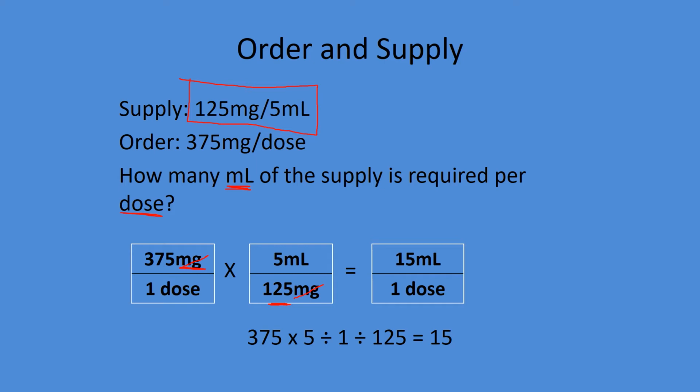So let's do the shortcut on this one. So last time we did order over supply, but that is if the supply was per 1 unit. In this case, it's per 5 mLs, so we'll need to multiply by that amount. So let's plug in the numbers. So our order is 375 milligrams. Our supply is 125 milligrams per 5 mLs. So you'll multiply by that amount. And that should equal 15. Order over supply times the amount.